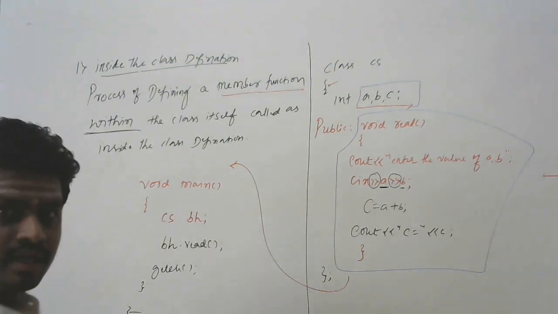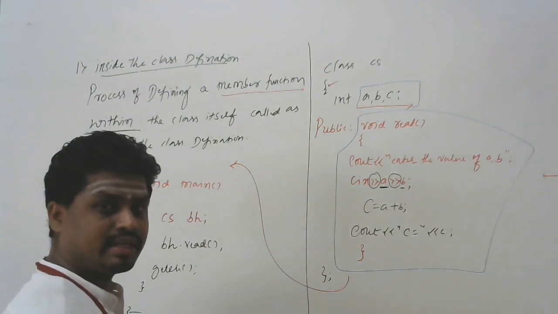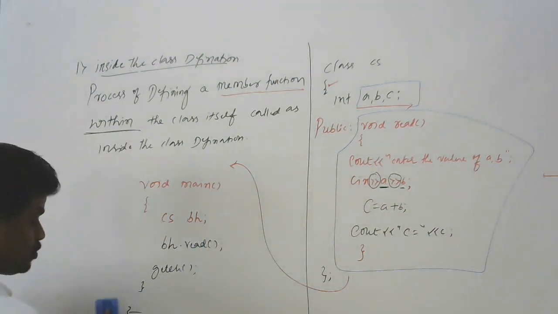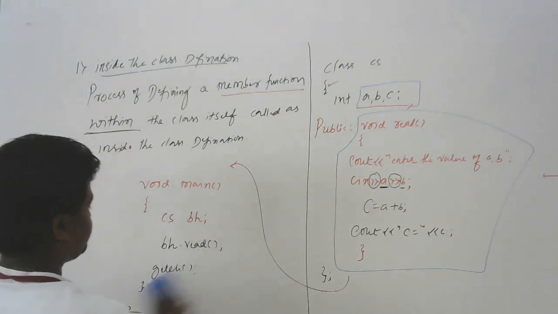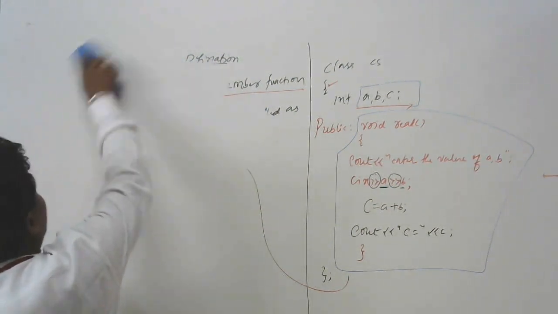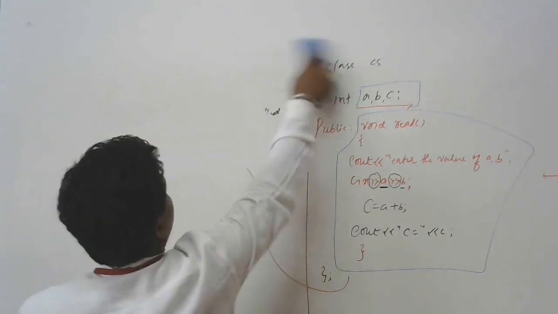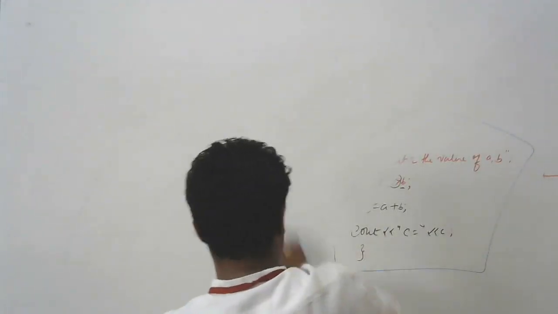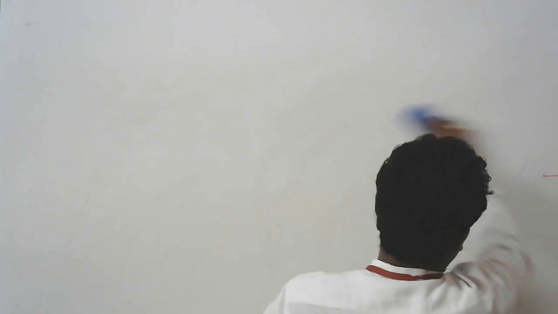The next, we will see about outside the class definition. So that is very, very important. Outside the class definition. Next, we will learn about outside the class definition. The way you have defined the member function inside the class, in the same manner you are supposed to write outside the class member function too. Okay, we'll see the definition.